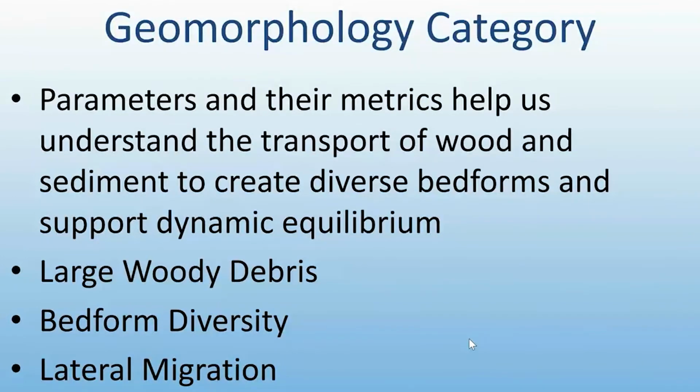All right, so that's floodplain connectivity. So we've done reach runoff, we've done floodplain connectivity. The rest of this presentation will spend time in geomorphology. So just as a reminder, these are parameters and their metrics that help us understand the transport of wood and sediment to create diverse bed forms and support dynamic equilibrium. There are 4 parameters that we're going to go over: large woody debris, bed form diversity, lateral migration, and riparian vegetation.